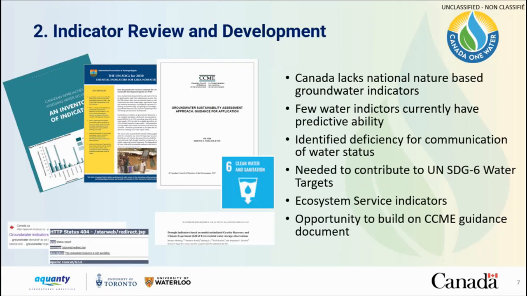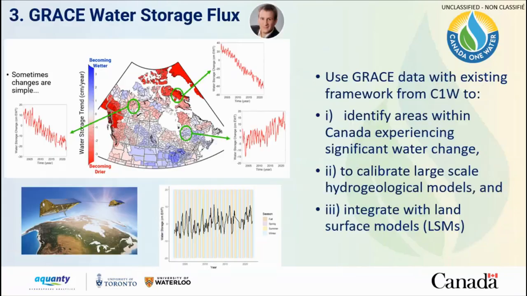So the first step is indicators. The lack of them for groundwater makes it really hard to manage water, to plan ahead, and meet our sustainable development goals. So there'll be a literature review this year to look at what exists within Canada, because there are some indicators for surface water, and what we can develop.